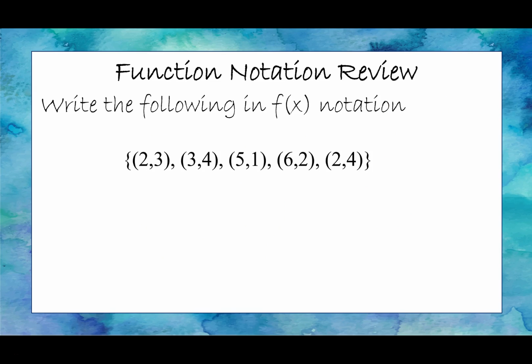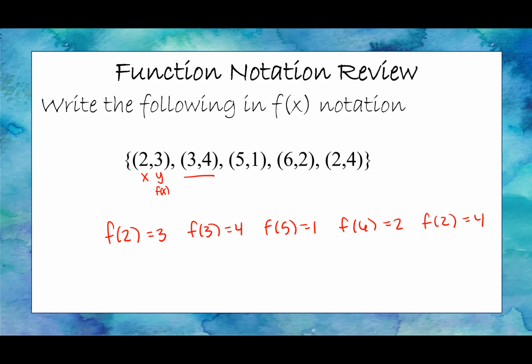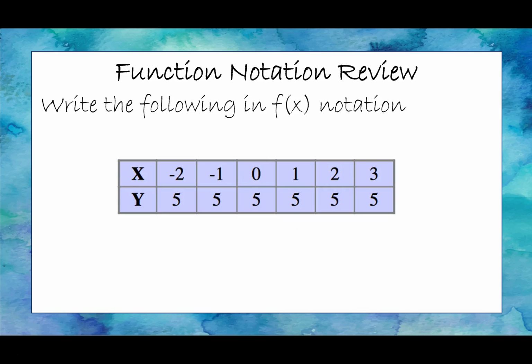Okay, let's write these in function notation. So remember, this is your x and this is your y, and y can be written as f of x. So we're saying that f of 2 is equal to 3, f of 3 is equal to 4. See how f of 3 is equal to 4. F of 5 equals 1, f of 6 equals 2, and f of 2 equals 4. That's it. We could do the same thing here, but I feel like you're getting the hang of it. Here we have f of negative 2 equals 5, f of negative 1 equals 5, f of 0 equals 5, etc.